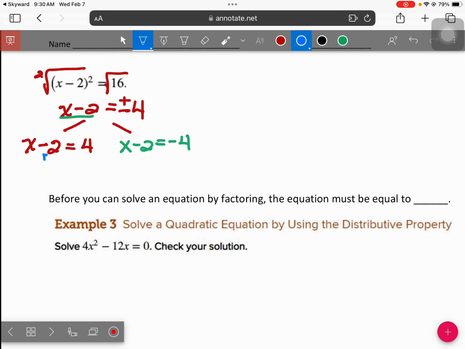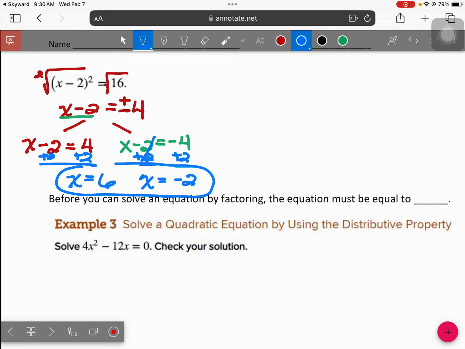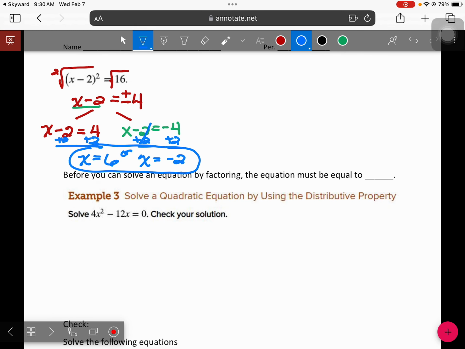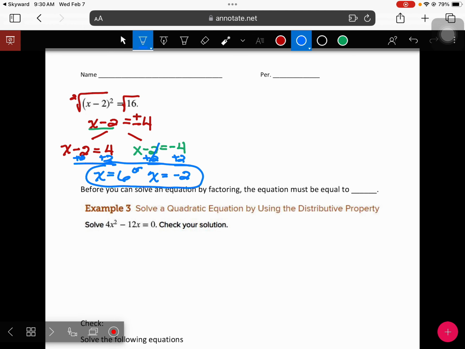So then let's add 2. x is equal to 6. Add 2. x is equal to negative 2. Those are your two options, x equals 6 or x equals negative 2. Any questions on that? Anybody get that? Both of them? Nice. Okay. So that's the square root property.